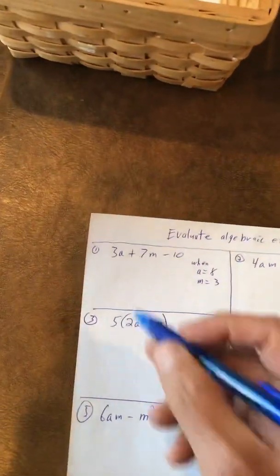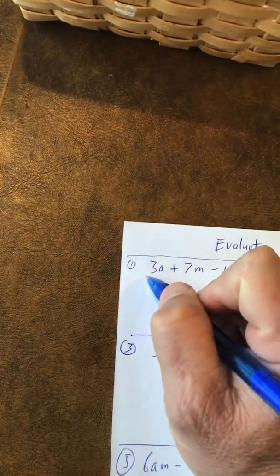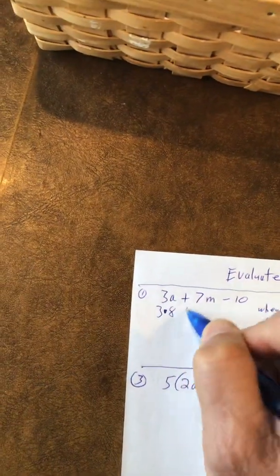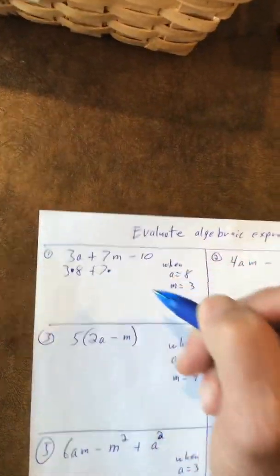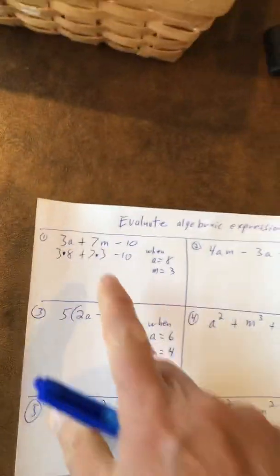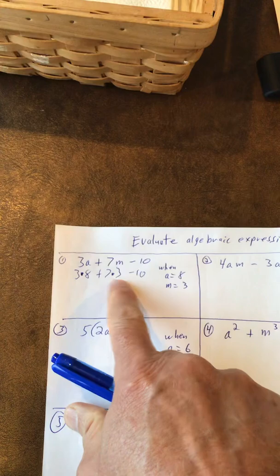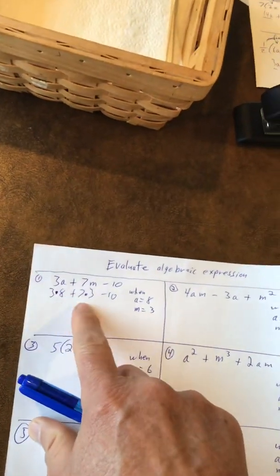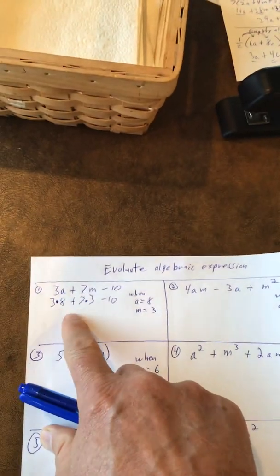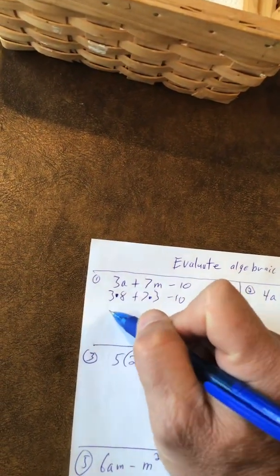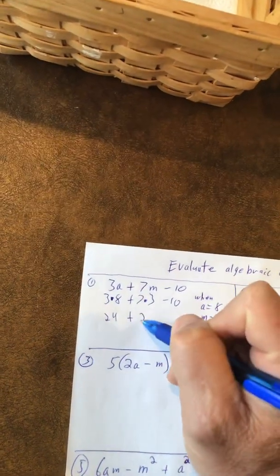So the second thing you do after you copy is you substitute. And this is 3 times, I used a big dot, 8 plus 7 times, big dot, 3 and then minus 10. So I copy, I substitute, and if you want to use parentheses instead of the big dot, that's okay. And now just order of operations. Well, I'm going to do my multiplying. This is 24 and this is 21.